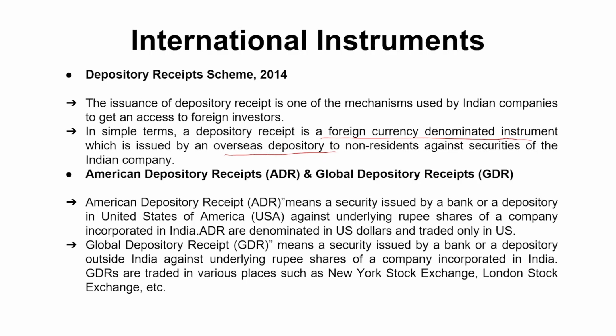American Depository Receipt, ADR, and Global Depository Receipts also serve some basic purposes here. ADR means a security issued by a bank or a depository in the United States against underlying rupee shares of a company incorporated in India. ADRs are denominated in US dollars and traded only in the US. Global Depository Receipt means a security issued by a bank or a depository outside India against underlying rupee shares of a company incorporated in India. GDRs are traded in various places such as the New York Stock Exchange, London Stock Exchange, or other exchanges.